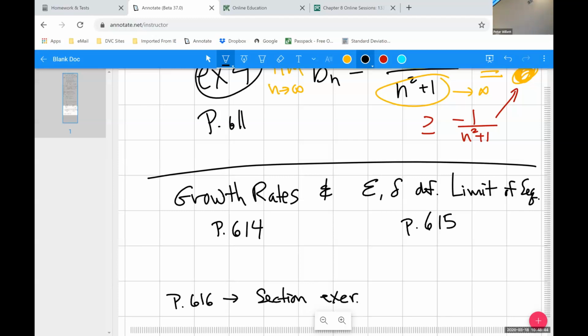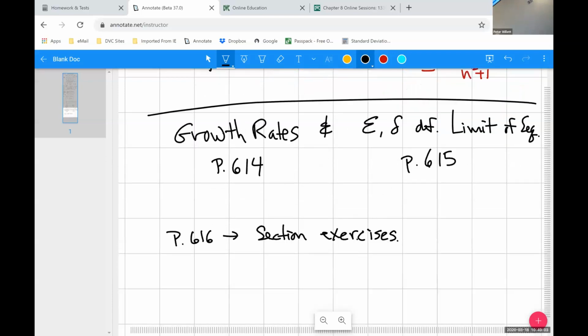I'm just pointing that out because we're trying to deal with the reality that they put something very challenging on here real quickly and then move right on. So growth rates is a theorem, theorem 8.6. And epsilon delta, as it says in what I put in the title, is a definition.